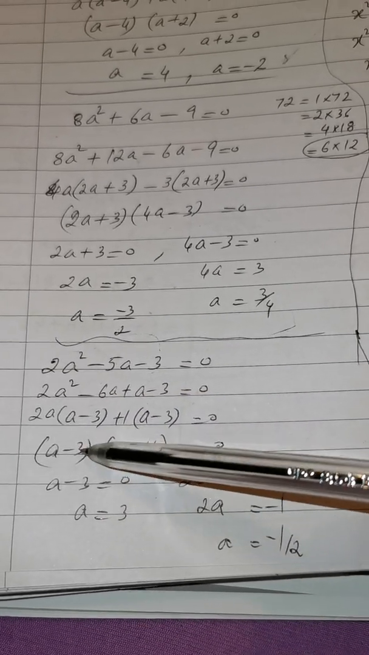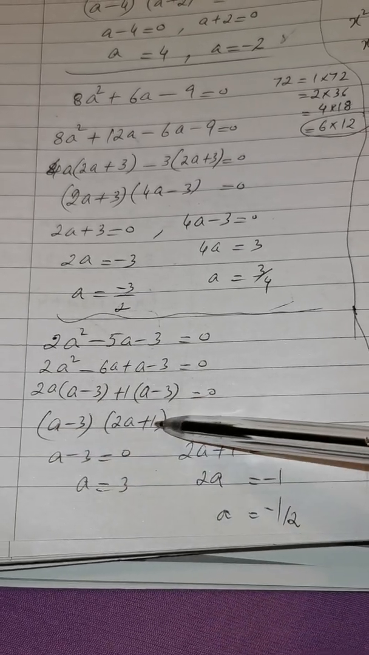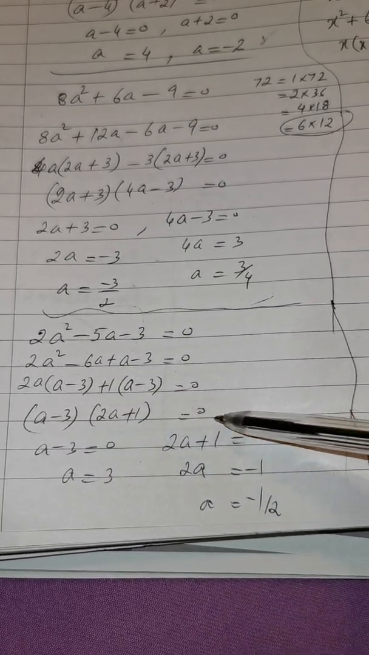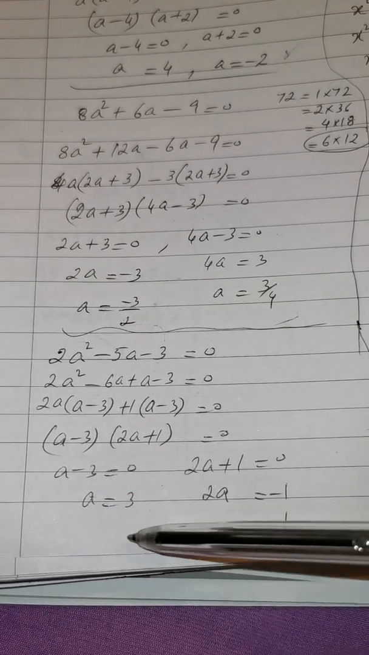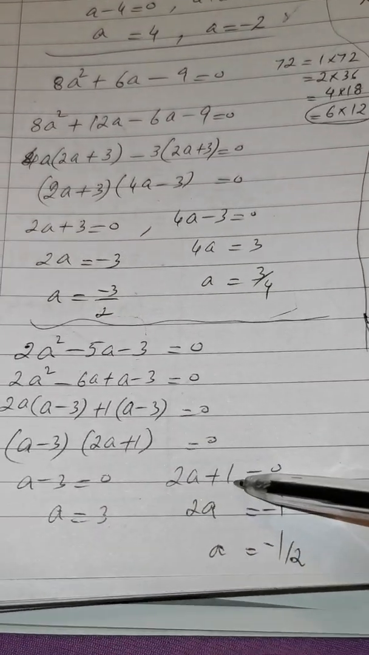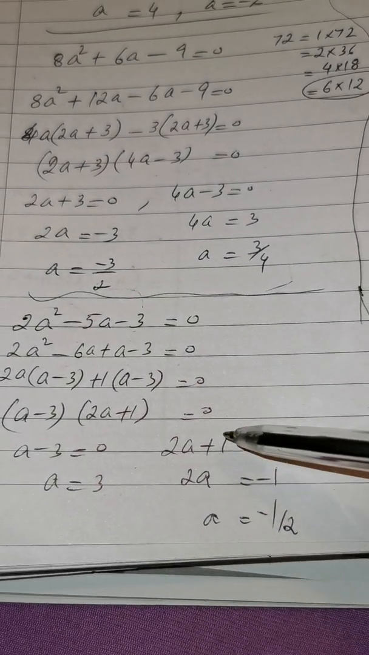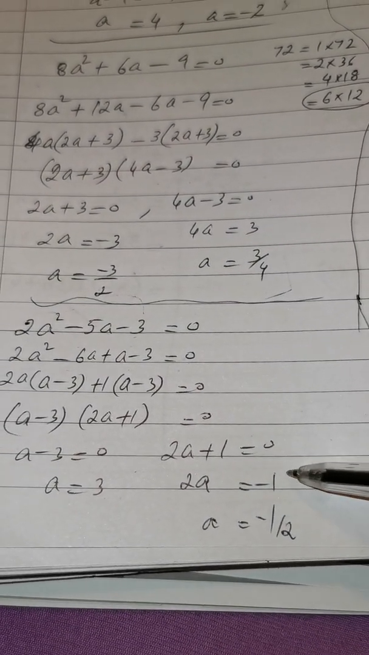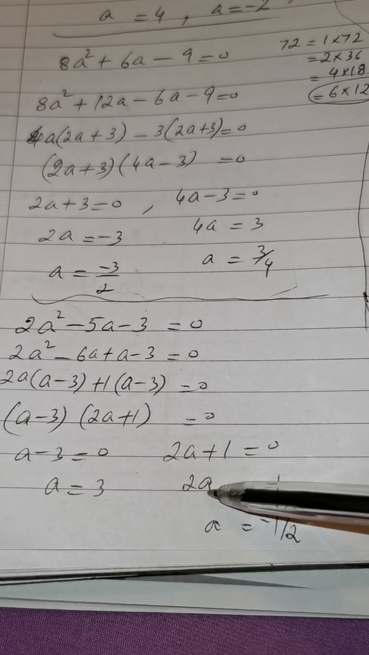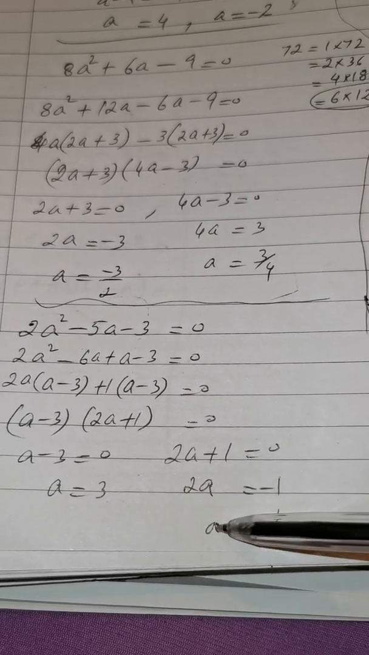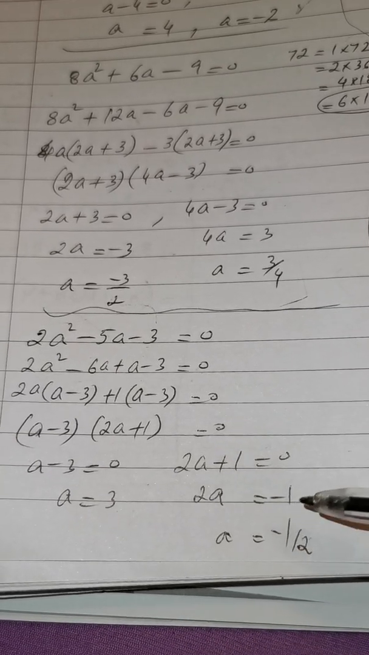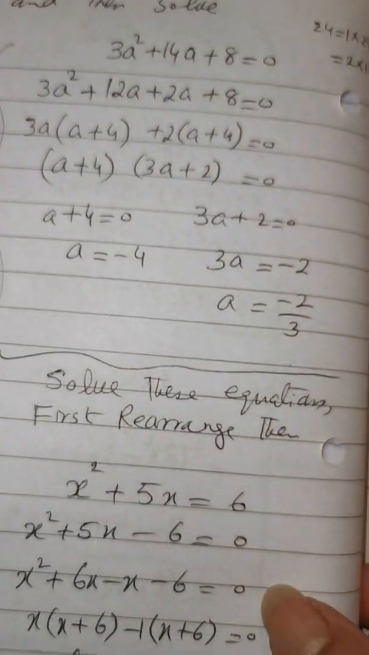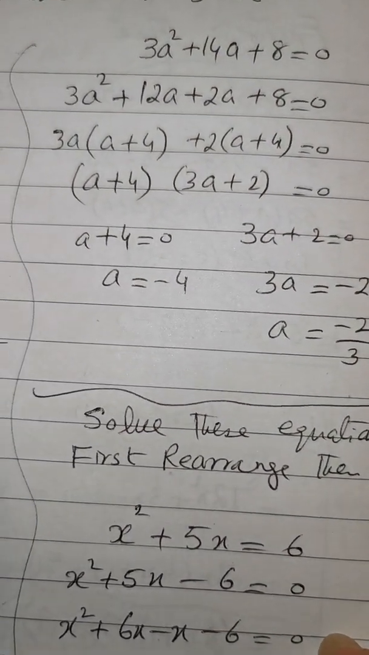After splitting, make the factors, take the common things, and then equate them one by one to 0, as I have done. Here I have got the value of a is equal to 3, and here you will get the value 2a is equal to -1. 1 will change its sign on the right hand side. You need to find the value of a, so this 2 will divide here, so we will get 2 values of a, right?